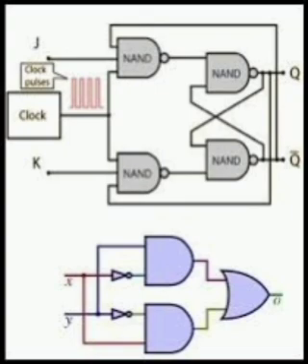Conversion of flip-flops. SR flip-flop to other flip-flops: S equal to JQn bar and R equal to KQn. JK flip-flop to other flip-flops: J equal to S and K equal to R. D flip-flop to other flip-flops: D equal to S plus R bar Qn. T flip-flop to other flip-flops: T equal to S Qn bar plus R Qn.